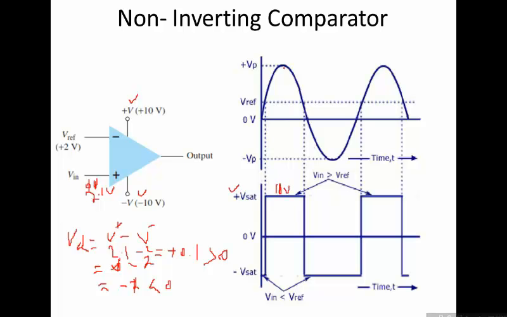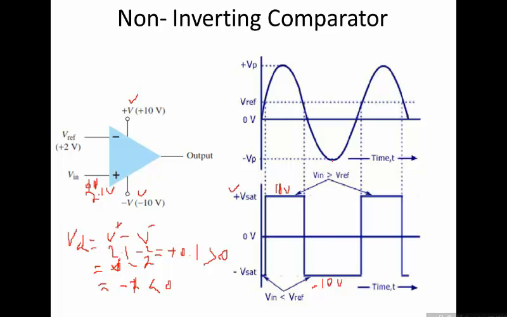And when the input goes back and decreases and crosses this point again and becomes less than this level, then the voltage at this terminal would be lower than this terminal, and then VD becomes negative. Whenever the voltage of this terminal is lower than this terminal, VD becomes negative and the output would go into a negative saturation of minus 10 volts.